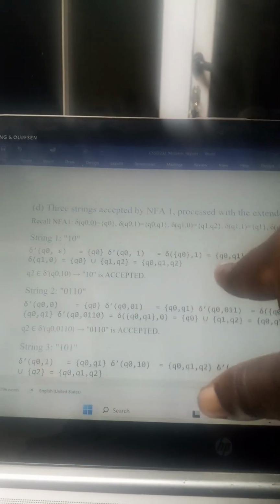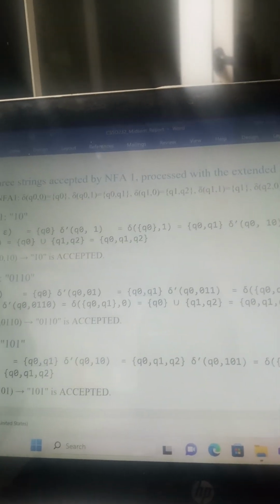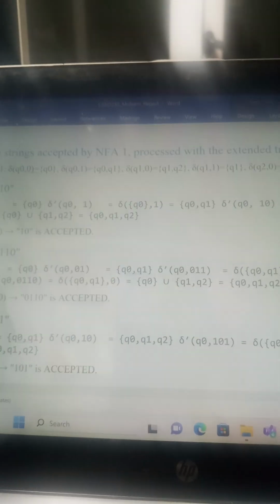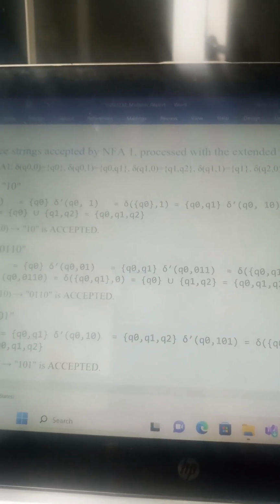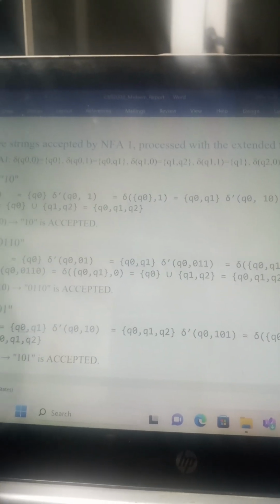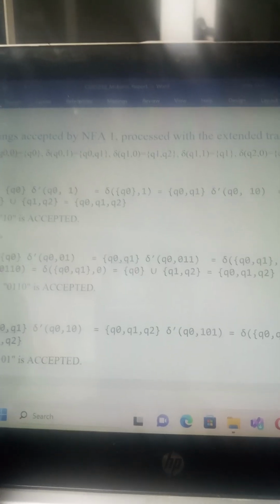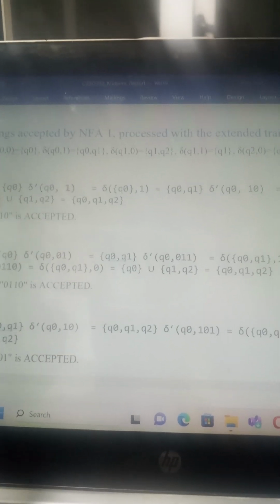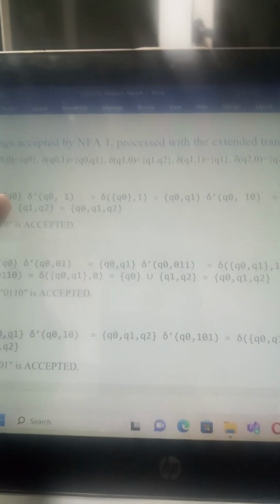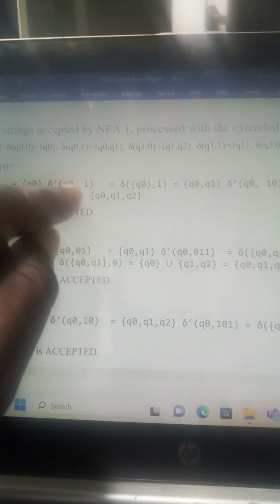So recall the NFA, this is the function: delta of Q0, 0 is equal to Q0. This is the function given in the question, and the string is 1, 0. So we use this function to solve the problem. When you look at it, at any given point the accepting state should be 1 and 0. So when you look at Q0, there is an empty loop here, which is equal to Q0, which is the function that tells you it is 0 and 1. So you can see that Q0 is 0 and 1.